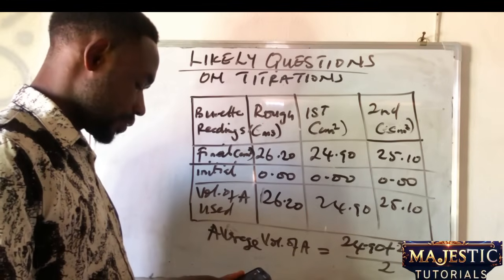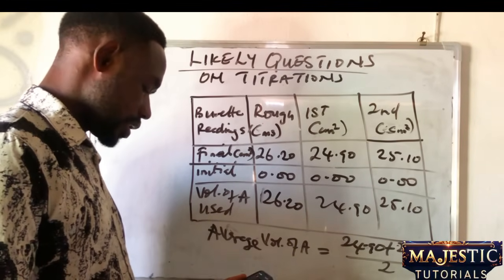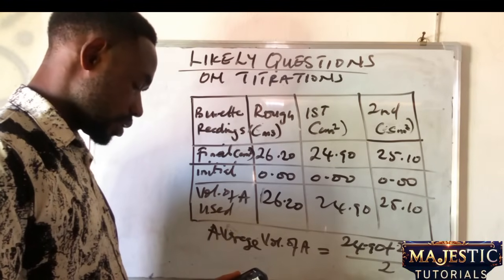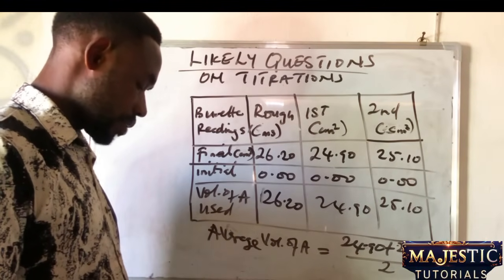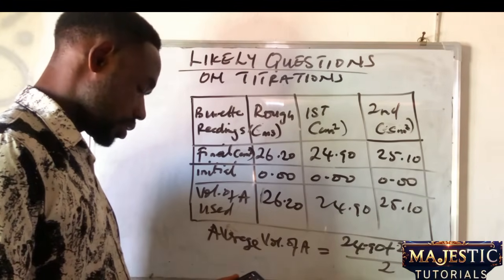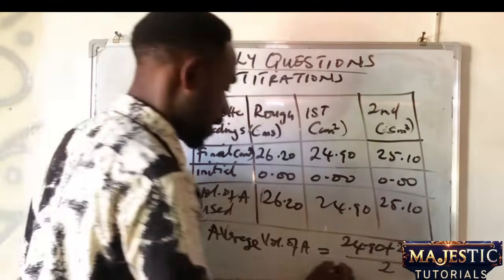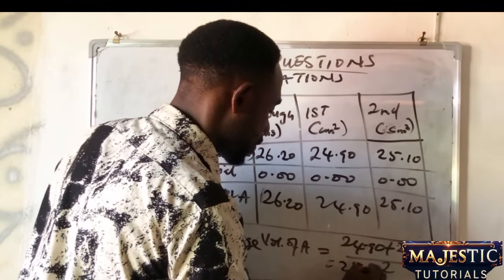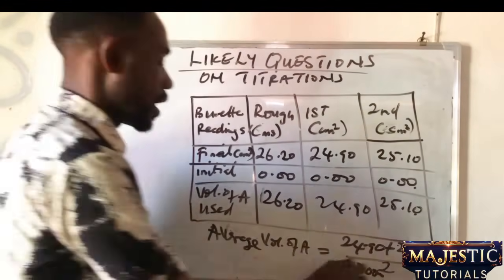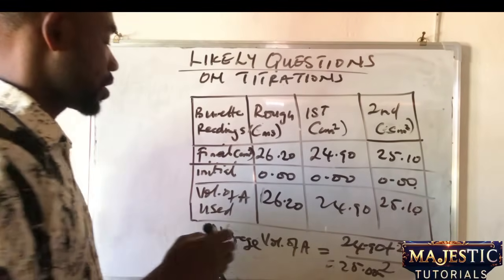So we have 24.90 plus 25.1, which is 50, divided by 2, is equal to 25. So 25.00 cm cube. Remember to obey this. That's just by the way. That means here I will be using 25.00.